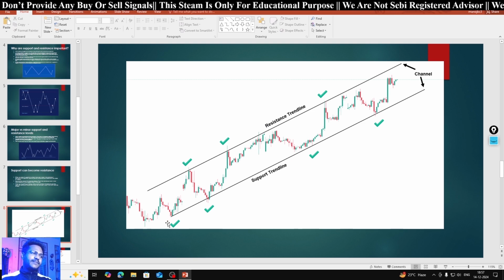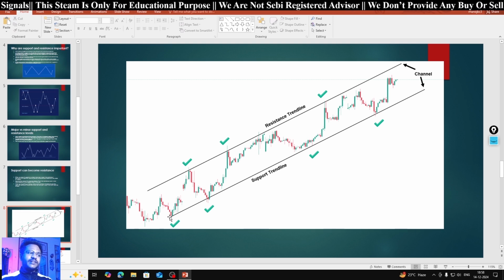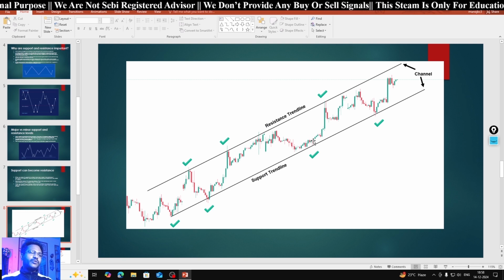You could find the same thing happened out here also. It went back and got into this channel, and immediately after it reached the support, it was an indication that it's going to bounce from here. You could enter and make profit. The same way out here, if you would have taken a trade, you would have entered out here and made profit till the next resistance.